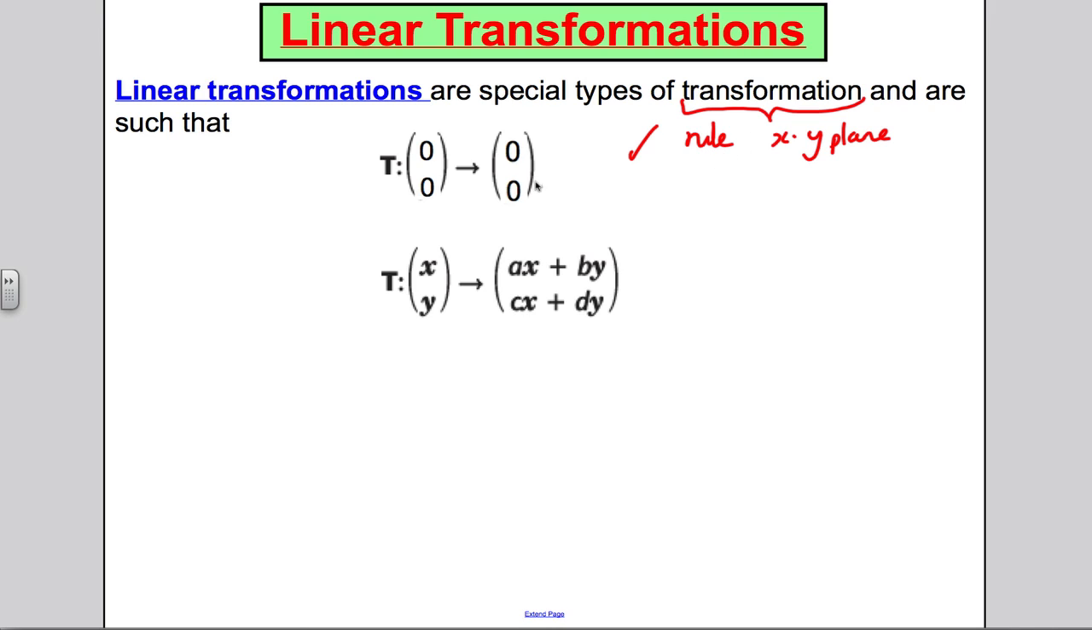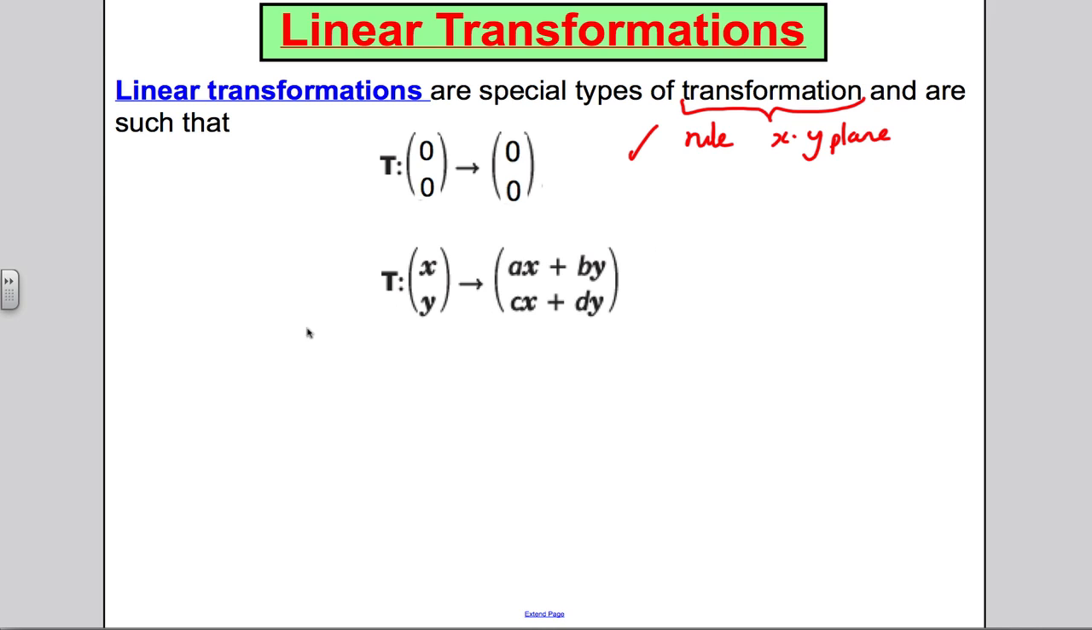It's a rule that maps points in the xy plane back to points in the xy plane, and it has two conditions. When you take that rule and apply it to the origin, you get the origin back. You take that rule, apply it to any general point, and you get multiples of x and y back for the x coordinate, and multiples of x and y back for the y coordinate. And that's what a linear transformation is in general.